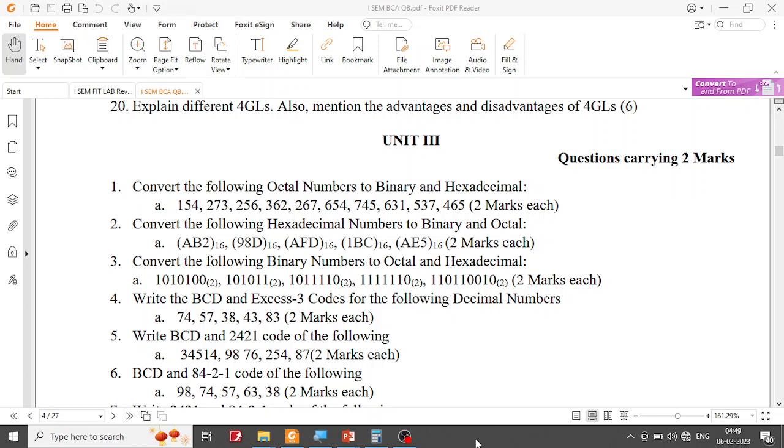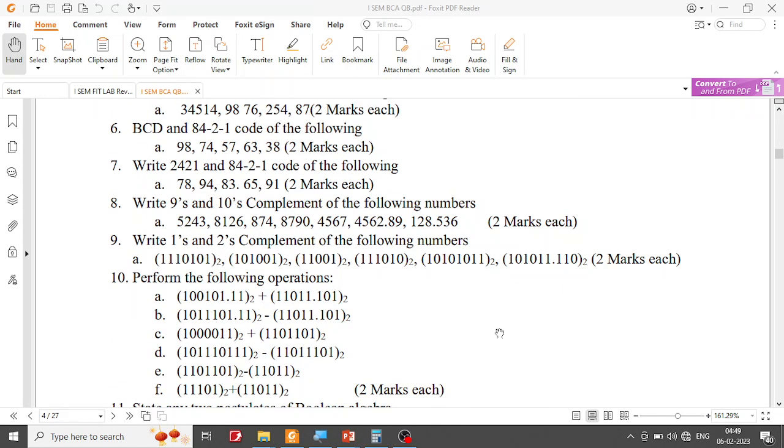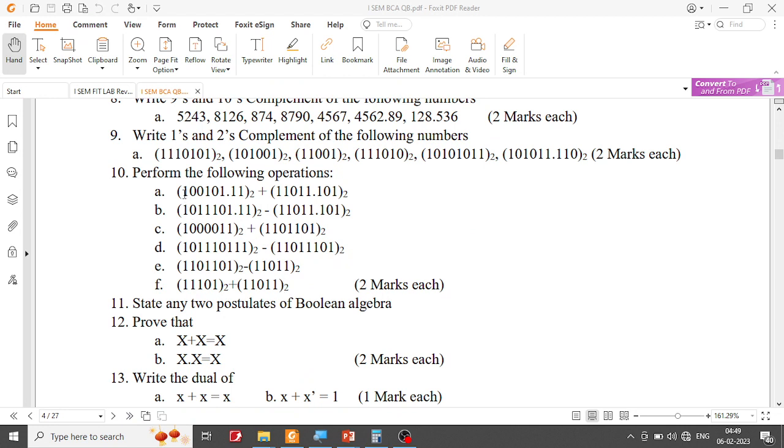In this session, I am going to solve some of the binary addition and subtraction problems which are specified in the unit number 3 of your question bank. And if you go to the question number 10, there are a few questions which are given over here that are related to the addition and subtraction of binary numbers. So let's start with the first one.